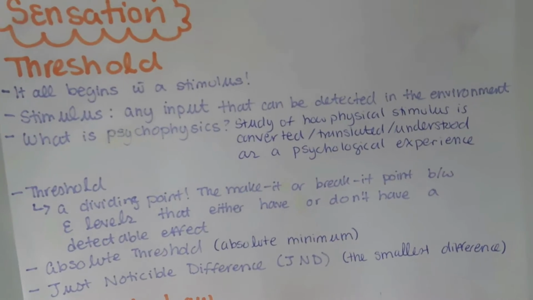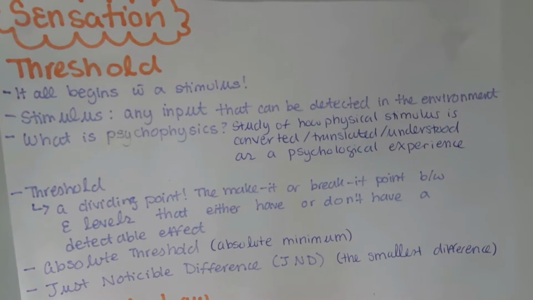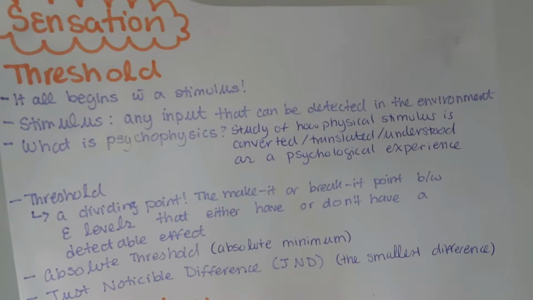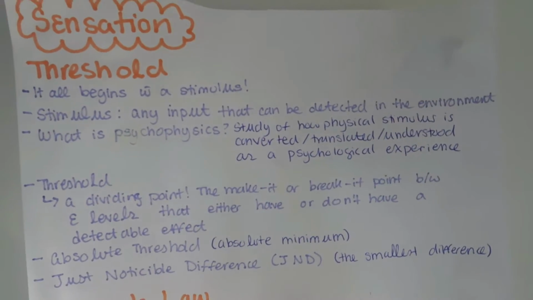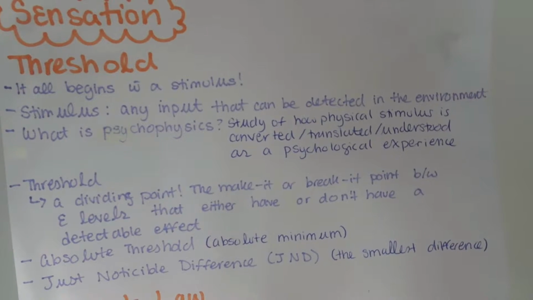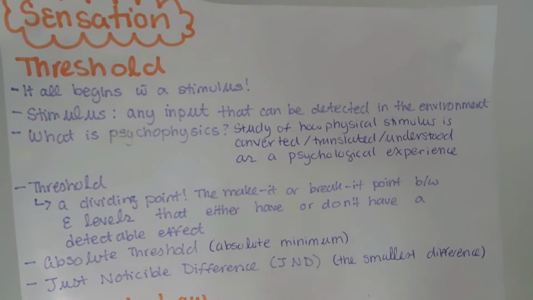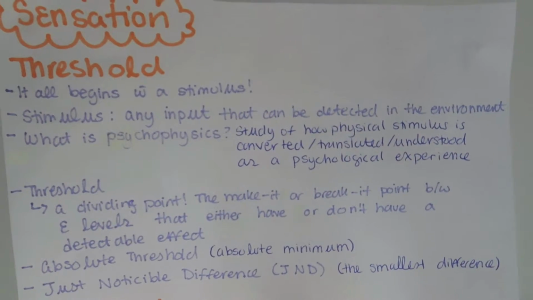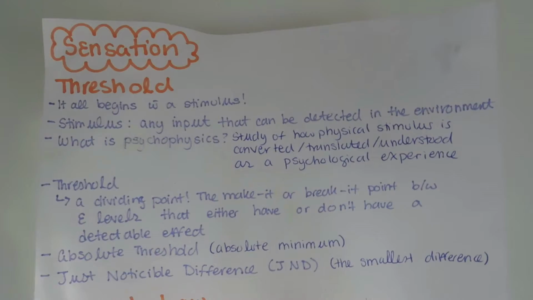So the idea of the threshold is a concept that's really central to psychophysics. The threshold is like the dividing point. It's the make it or break it point between energy levels that are either going to have or not going to have a detectable effect. And so along those lines, the absolute threshold, you can think about that as the absolute minimum. It is the minimum amount of stimulation that an organism can pick up on.